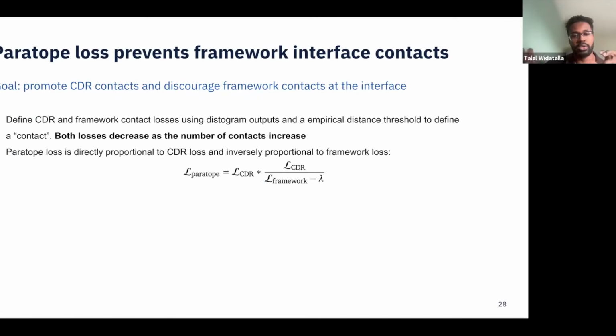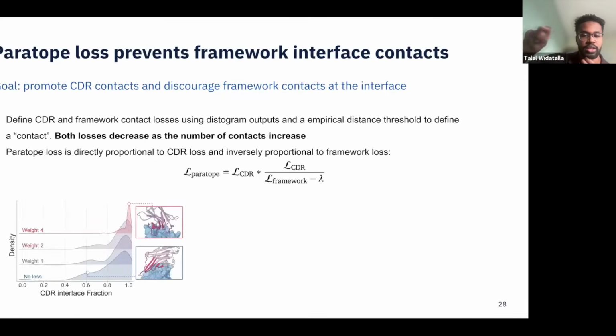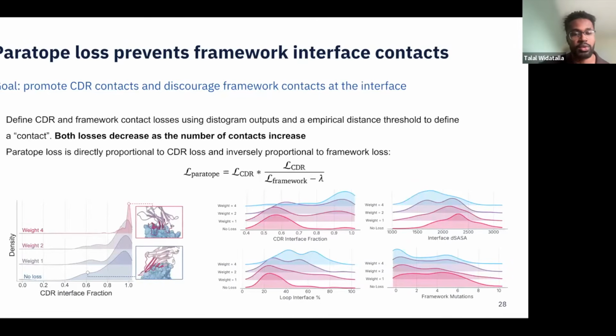But first, going over the paratope loss, which is also sort of the framework loss. You can go to the next slide. This is just some in silico results showing that when we use no framework loss, we get sort of a framework binder, as you can see on the bottom right of the KDE plot. And as we turn up the weight, we get more loopy binders. And this also will show itself in other computational metrics which we use as filters.